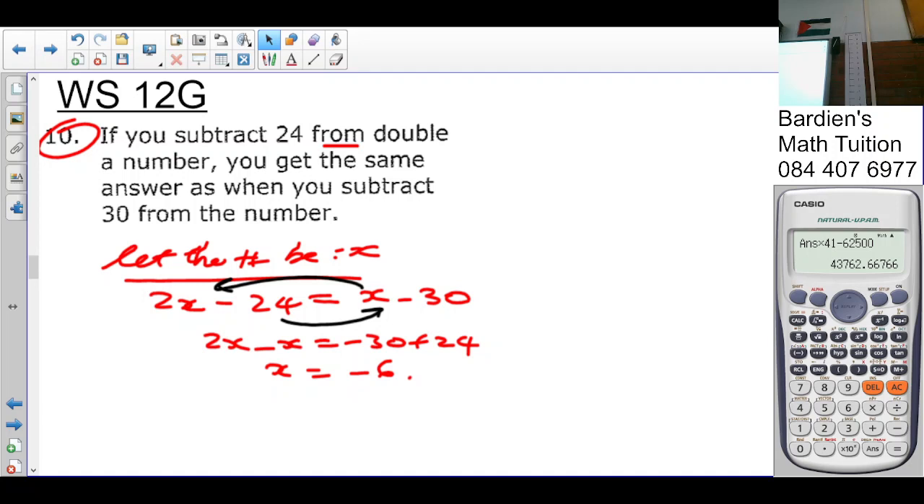Any confusion here? No? So that brings us to the end of this chapter, equations. And now we're starting with angles and lines, which is geometry.